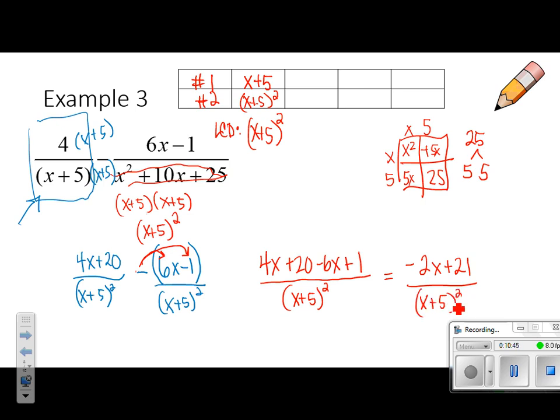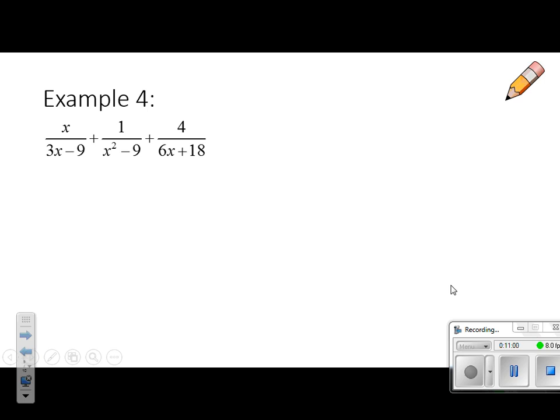Now, is anything on top break down? Does it factor anymore? Nope, nothing cancels, so that would be my final answer. All right, let's do one more. And this time I got 3 fractions.